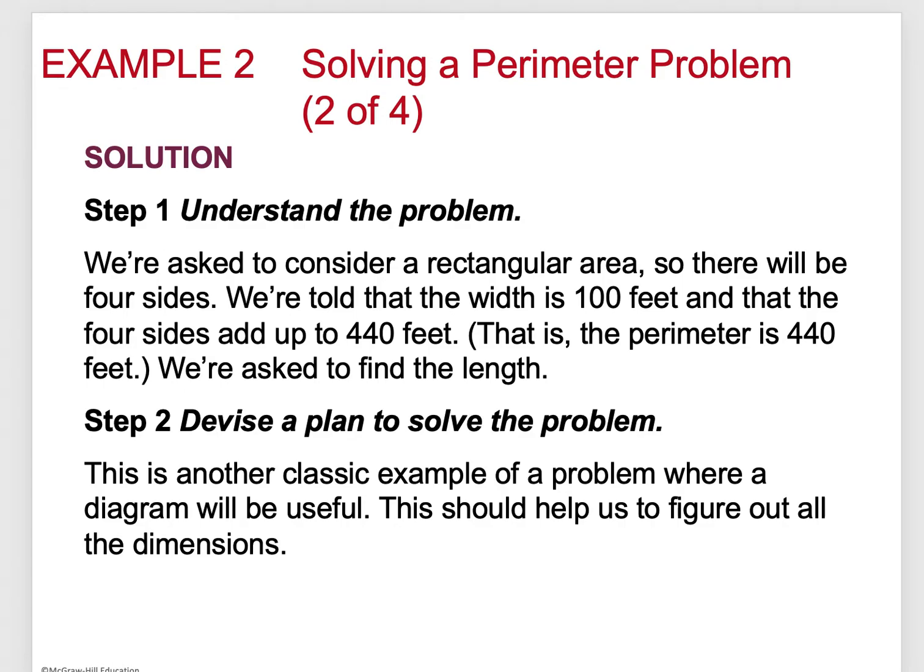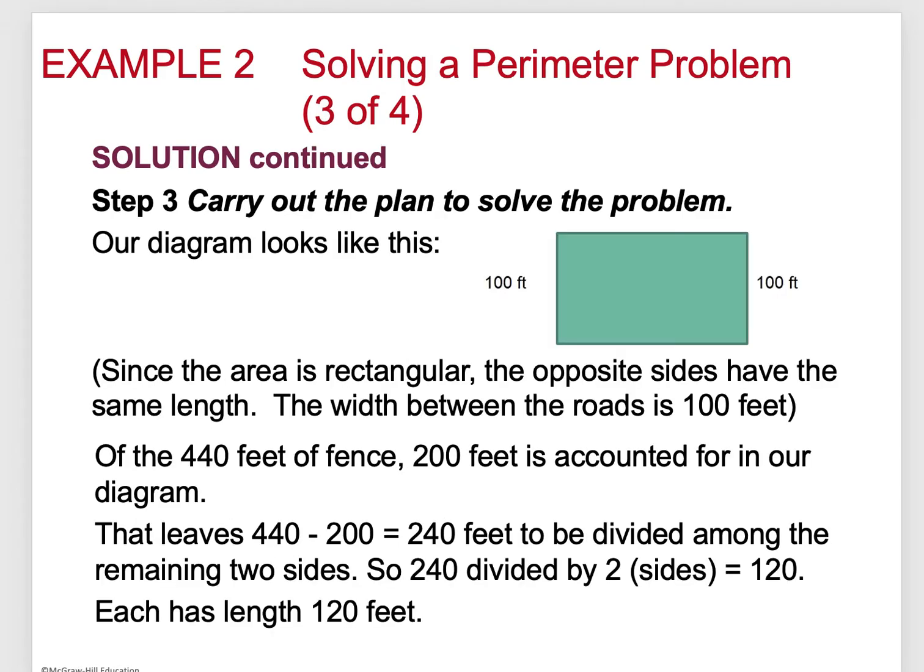If the sides add up to 440, that is a perimeter, and that's probably going to be a gap you're going to have to point out to a student: if I add all the sides, that's the formula for perimeter. So to devise a plan to solve the problem, this is another one where I would use a diagram, but you could use the formula.